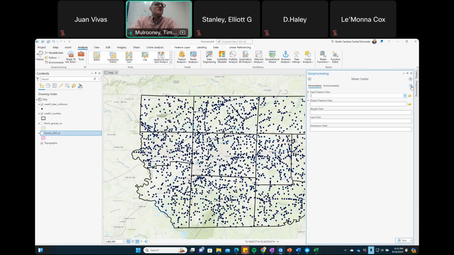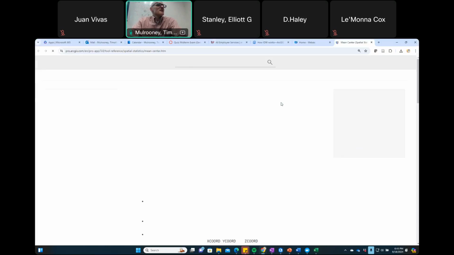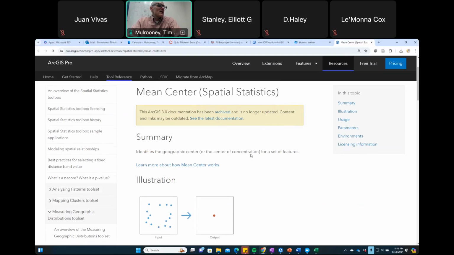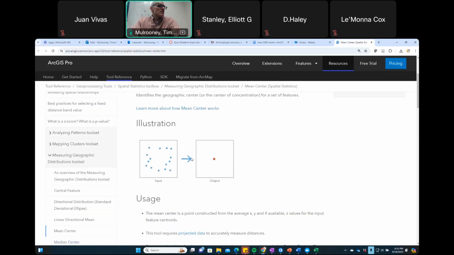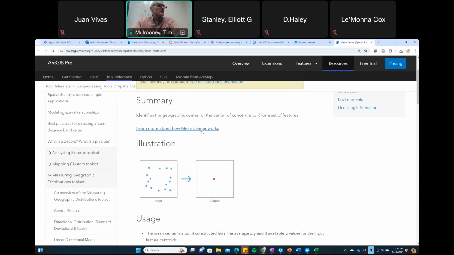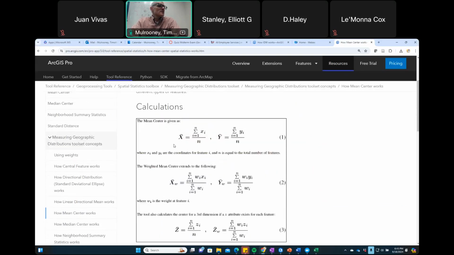When in doubt, you can click the little question mark sign and it opens up how the mean center works. So you can see input, output. How does the mean center work? All it does is average everything up. And then the weighted mean center is the same exact thing. It's the weight times value divided by the sum of the weights.